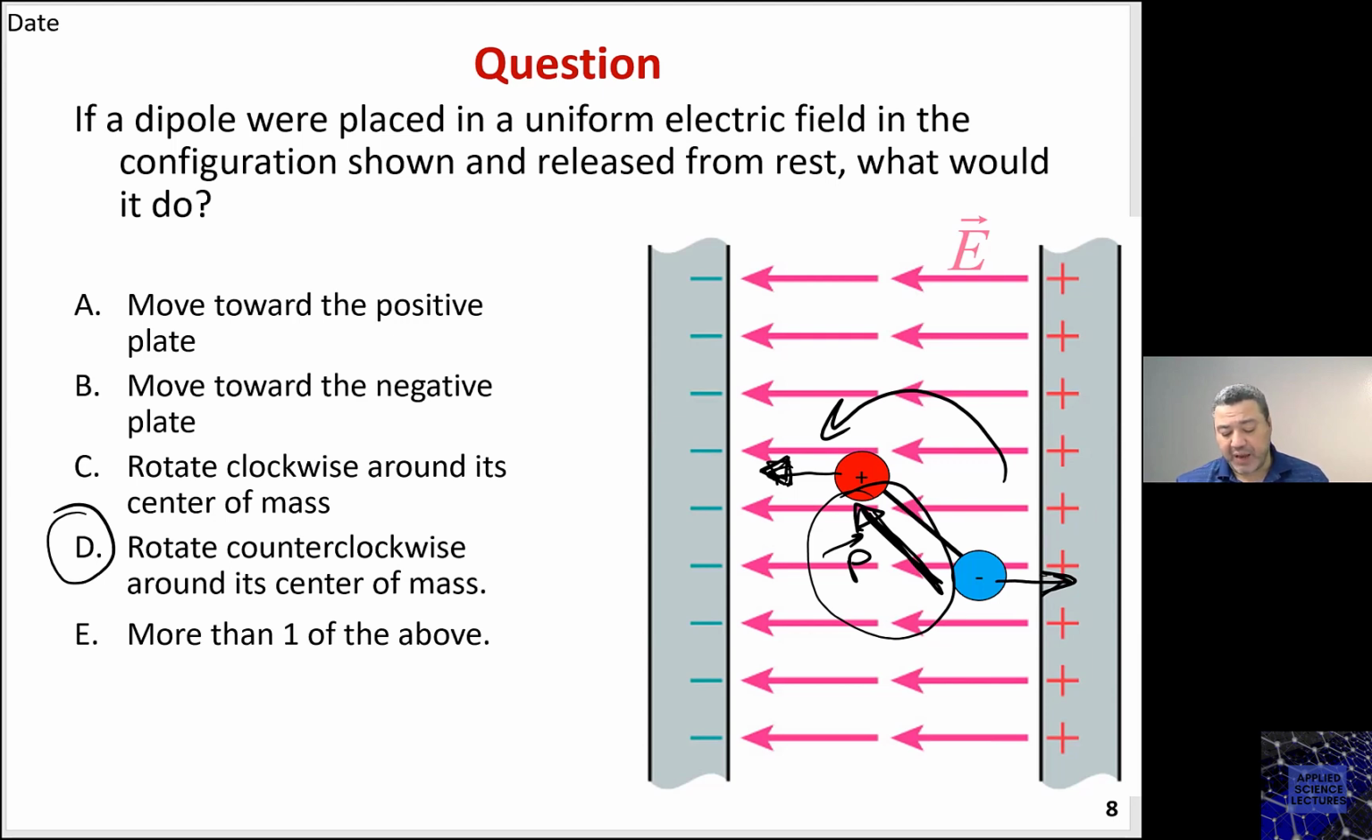Now, this dipole is not going to move left or right. Why? Because the net force applied on this dipole is zero. Why? Because those charges have the same magnitude, and the electric field is a uniform electric field. So the force here that I will call F plus will be equal and opposite to the force that I'm calling here F minus.